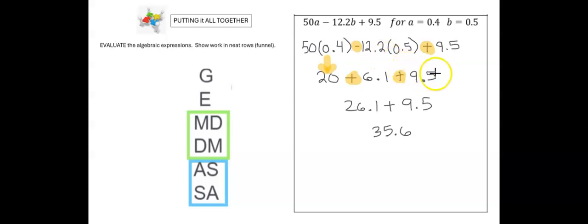And then we add that 9.5. There was nothing to do to the 9.5. We have to just hold it until we get ready to add it. Now we just go left to right. So we added 20 and 6.1, and we got 26.1. And then we added 9.5 to that, and we got our 35.6.